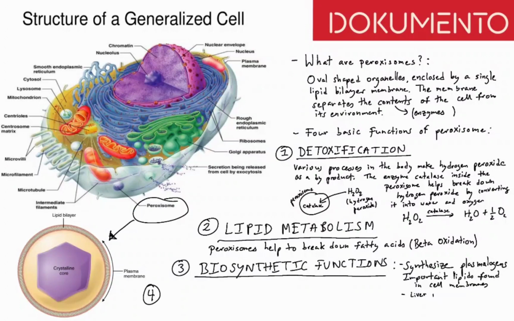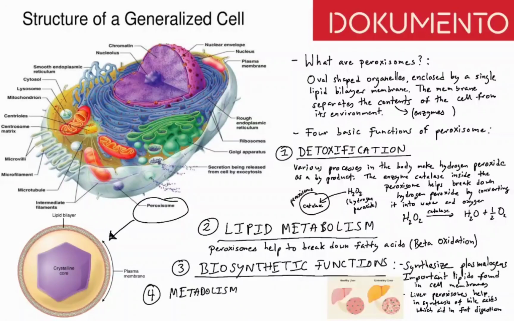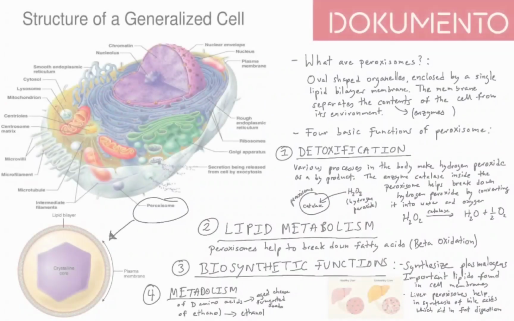And I also want to note here that for peroxisomes that are in liver cells, they help in the synthesis of bile acids, which aids in fat digestion. So if you want to talk about diseases like fatty liver, you can often find dysfunctions in the peroxisomes if you have fatty liver disease. Peroxisomes are also involved in metabolism of D-amino acids and ethanol. Both are formed, and you can find D-amino acids in foods like aged cheese or fermented foods, and ethanol in, well, your alcohol.